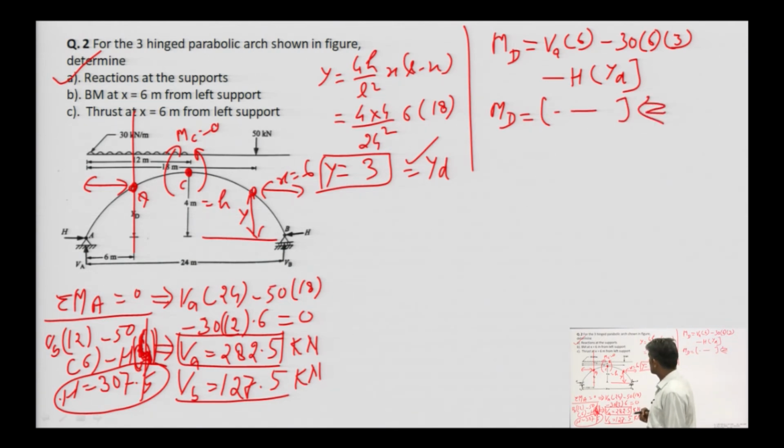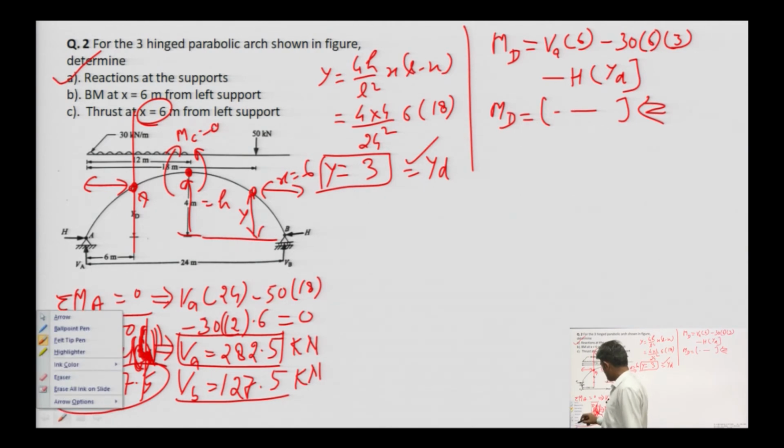The next thing is thrust at x equal to 6 meter. Let me erase. Please note that here we have taken a wrong value. It is not 3, it will be the rise of 4. Let me erase.